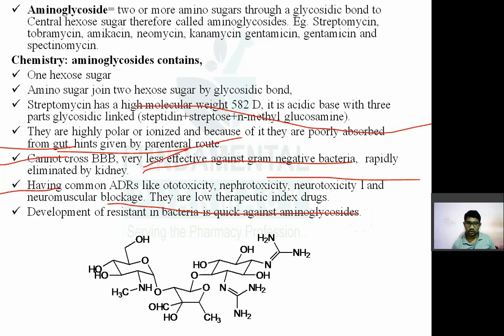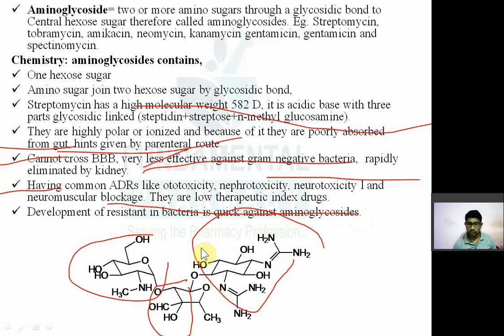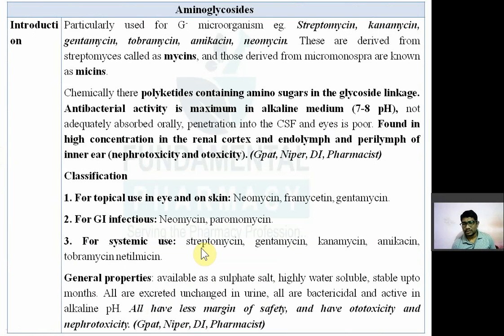Now, the general structure of aminoglycoside you can see here. This one is the amino sugar, this one is the streptose, and this part is known as streptidine. It is the structure of your streptomycin. We'll see the structural aspects in another lecture, along with the structure activity relationship. Now, aminoglycosides are particularly used against gram-negative organisms.